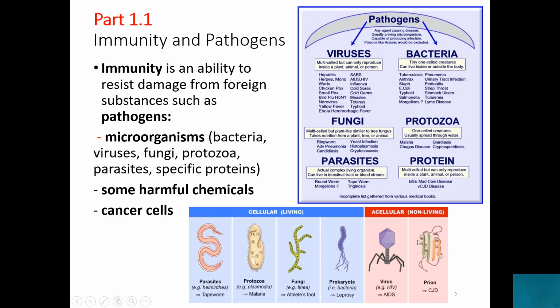Those proteins have very complex structure. They are non-living because they are not complete cells. They cannot reproduce on their own, but when they get into a living body, human or animals, they can cause disease. Example would be mad cow disease. In humans, it can affect the brain. Next one, microorganisms. Those would be bacteria, viruses, fungi, protozoa, parasites, and the specific proteins we just talked about.